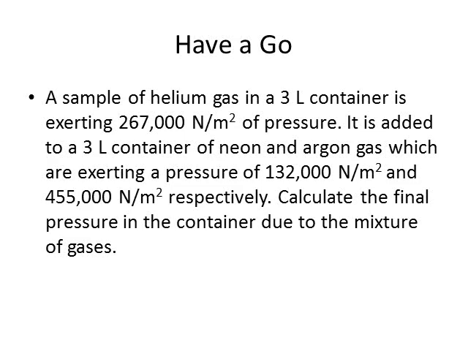A sample of helium gas in a 3-litre container is exerting 267,000 newtons per meter squared of pressure. It is added to a 3-litre container of neon and argon gas, which are exerting a pressure of 132,000 newton per meter squared and 455,000 newton per meter squared respectively. Calculate the final pressure in the container due to the mixture of gases. So remember, our P total is equal to the summation of all the pressures exerted by the gases. So try that and check the answer on the next slide.